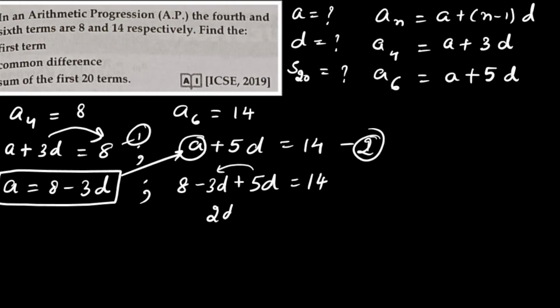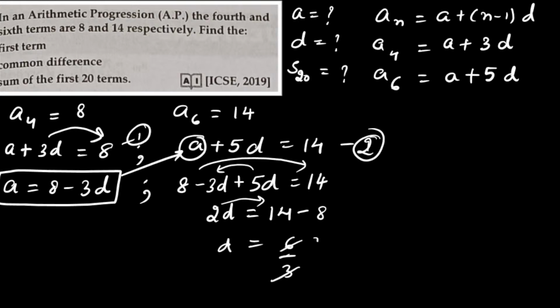So 5D minus 3D is equal to 2D, because plus minus is minus, with the sign of the greater number. So with 5 the positive sign is there, so with 2D also positive only we have to write. 14, 8 when we shift to the other side, minus 8. 14 minus 8 is 6, and this 2 now will shift to the other side, so it will get divided. So D's value we got is equal to 2. Is it 2 or is it 3? Okay, it's 3. I just wrote 2 by mistake. So D is equal to 3, because 2 into 3 is 6.